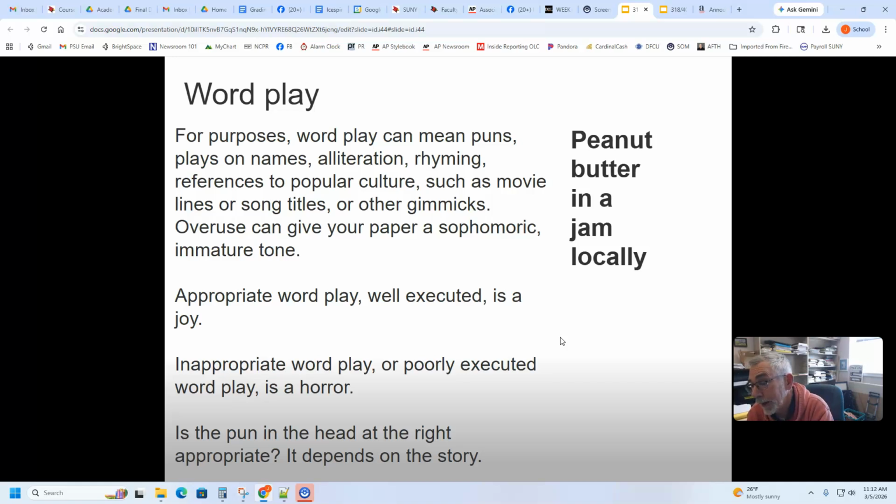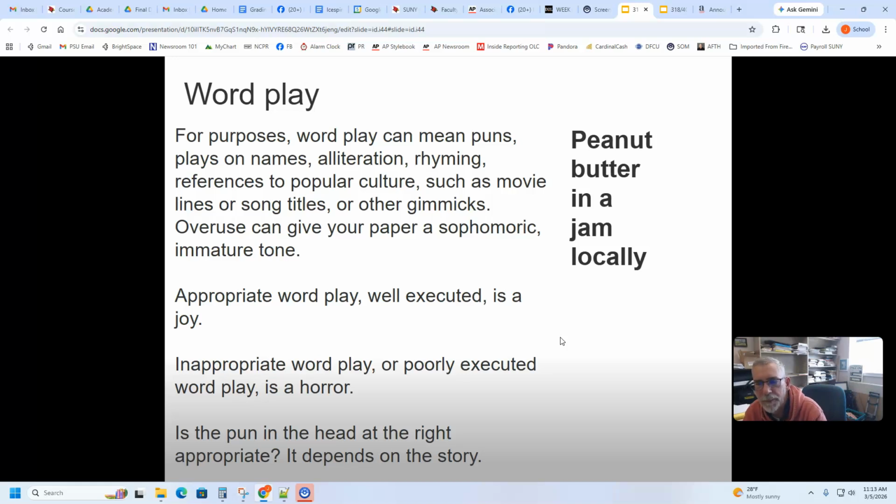It was written by a really good headline writer, but sometimes really good headline writers crave cleverness more than tone. For our purposes, wordplay can mean puns, plays on names, alliteration, rhyming. Those things go a long way. References to popular culture, such as movie lines or song titles. These things all appear in headlines. Other gimmicks: a little bit goes a long way. Overuse can make your paper sophomoric. You know what sophomoric means? Look it up.